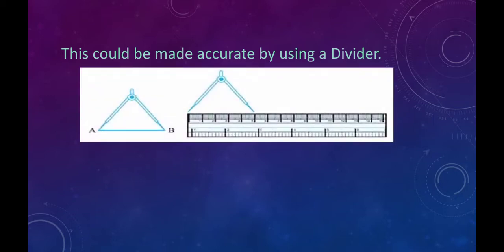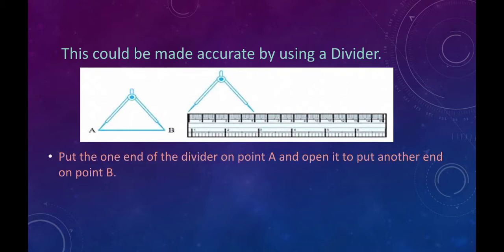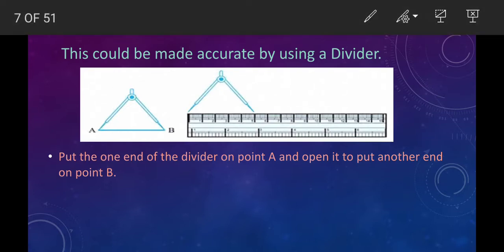First, what to do: we have to put a point. After that, we measure the length of the line segment by using the divider. So first, put one end point of the divider at point A. Here you have to put one end of the divider at A, and the other pointer at point B.